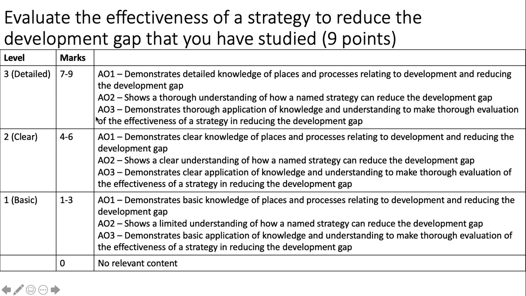And then AO3 is how well you can apply your knowledge, so how well you can apply all of this to make a really thorough evaluation on the effectiveness of a strategy. And this is a really open question, okay, because you can decide whether or not it's effective, and you have complete control over which of the 8 strategies you're going to talk about. So you had a lot of freedom with this.